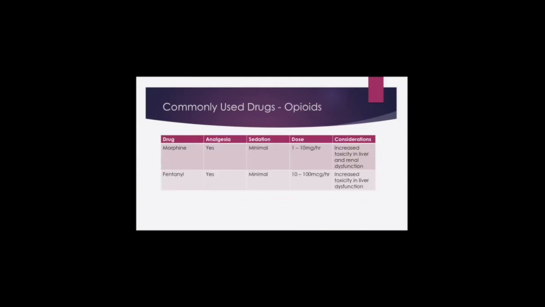Morphine and fentanyl are opioids that we commonly use in the ICU. Their main effect is analgesia with minimal sedation. The dose of morphine is between 1 to 10 milligrams per hour. Be cautious about using morphine in patients with renal or hepatic failure as the metabolites accumulate. Fentanyl is another commonly used drug. The dose is between 10 to 100 mics per hour. Fentanyl can be used safely in renal failure, but must be used with caution in liver failure.